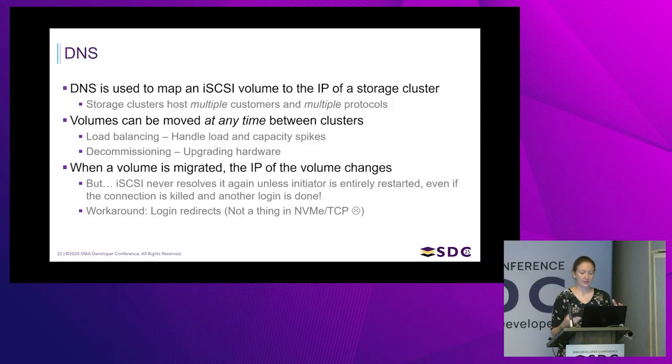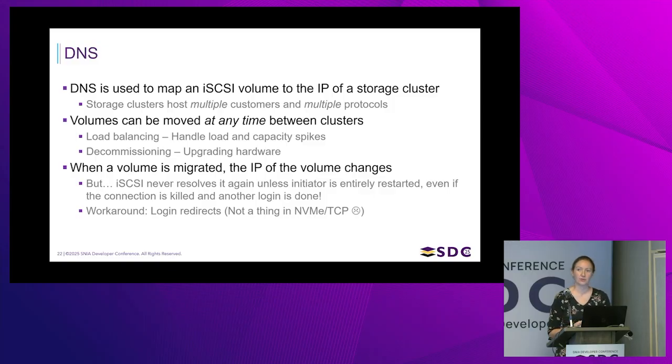We test with iSCSI initiators on Linux, Windows, and then also the VMware custom one. None of those will ever resolve that particular DNS after the first time. And why would they? There was no assumption of this when this was done. So the problem is we'll move the IP, we'll move the volume. There are connections, and even if we drop them, even if we kill the login, when they re-log in, they will not resolve that DNS. So this was a difficult problem for us.